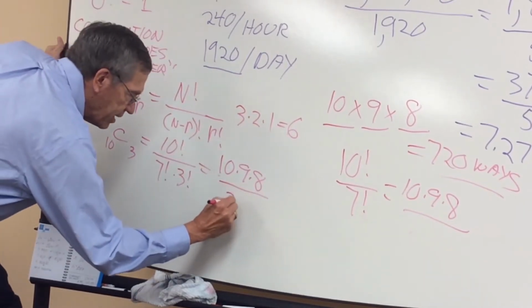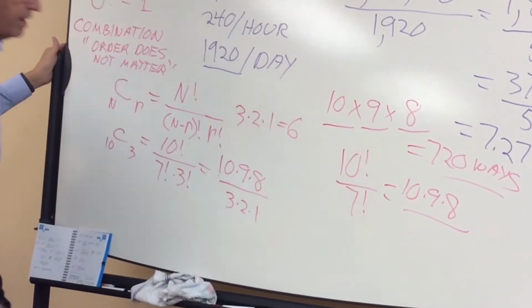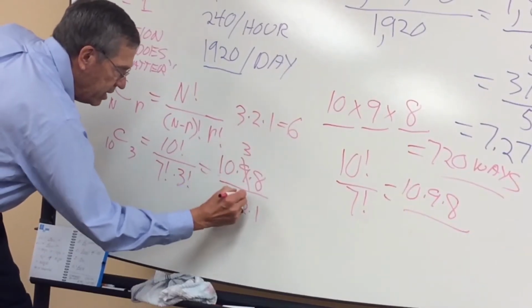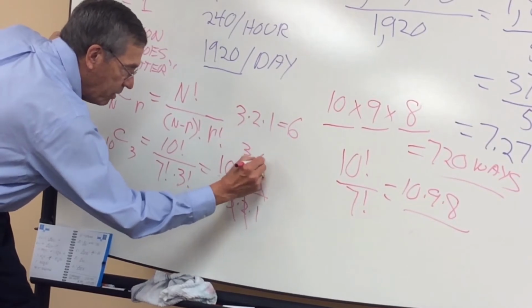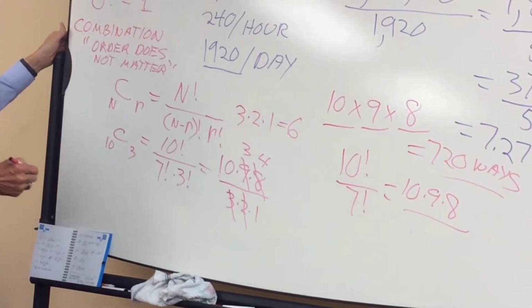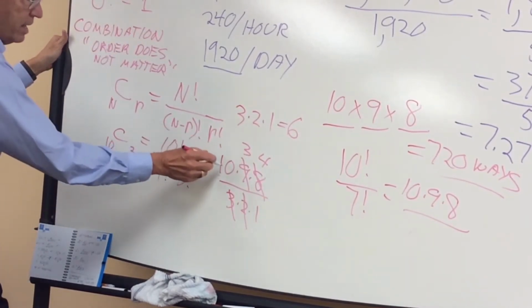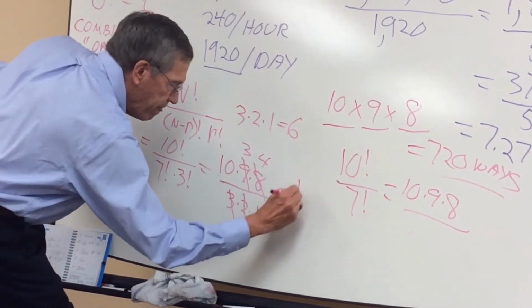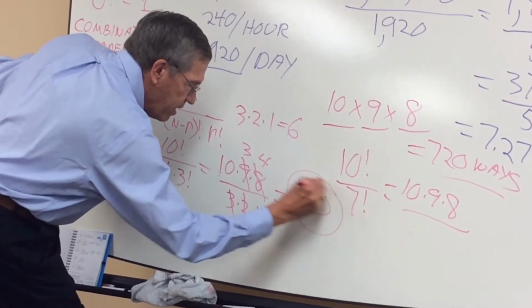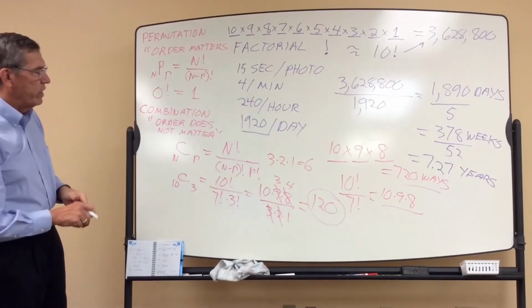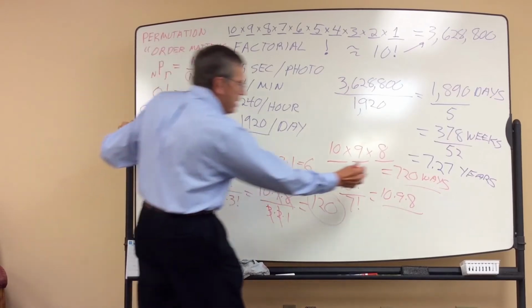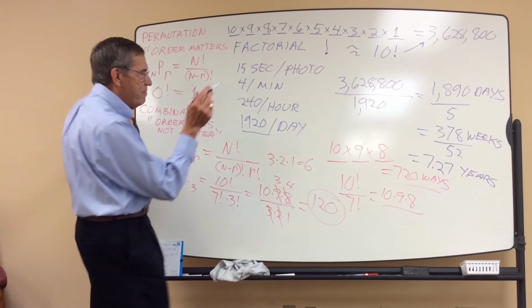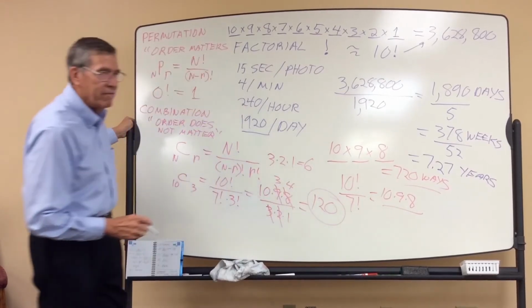Let me just write that out like that. Now let's cancel some things out. This will cancel that and make that a 3. This will cancel that and make that a 4. 3 times 4 is 12. Times 10 is 120. 120 ways. Notice 720 was the way where order mattered. Divide that by 6, you get the 120 that we have here.